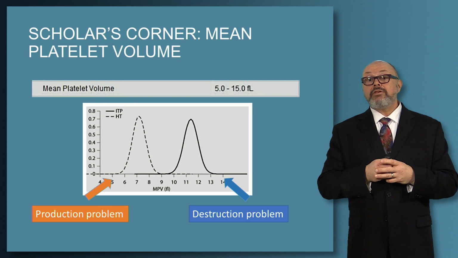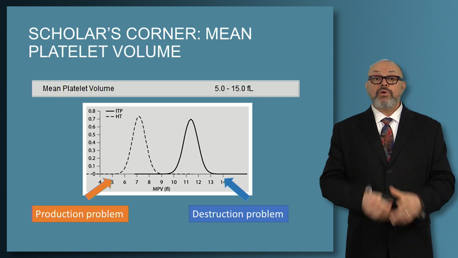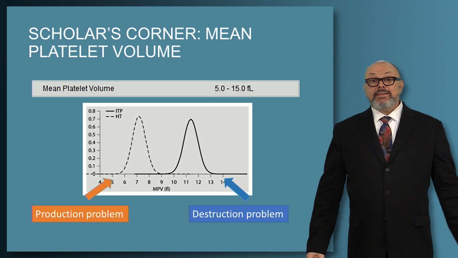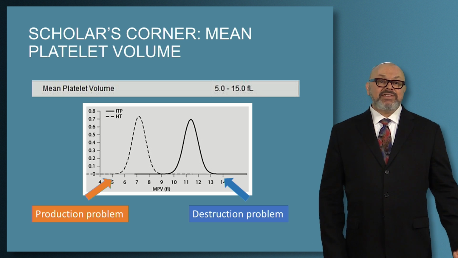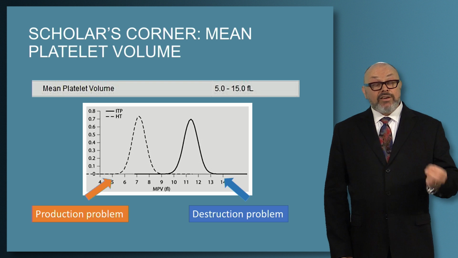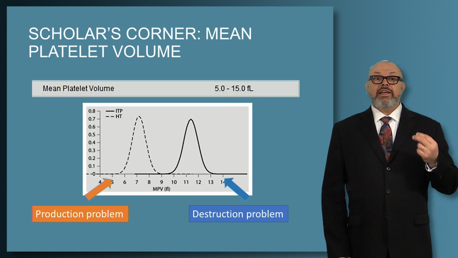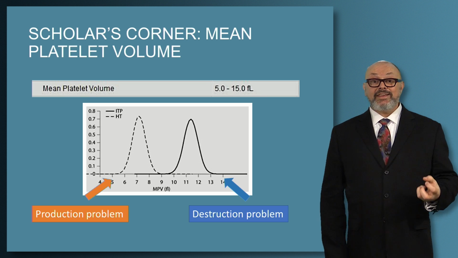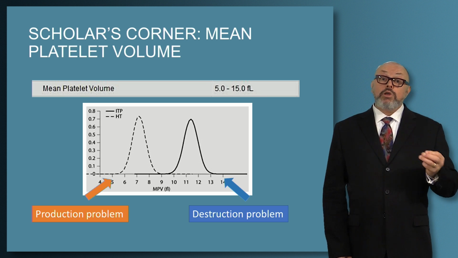Now, there's one other little tidbit that is sometimes, but not always, reported in the CBC, and that's the mean platelet volume, or MPV. The MPV is like the MCV of platelets, and that can be helpful in sorting out the etiology of thrombocytopenia. Someone has a very low platelet count because their bone marrow is failing to produce platelets. The mean platelet volume will tend to be low.